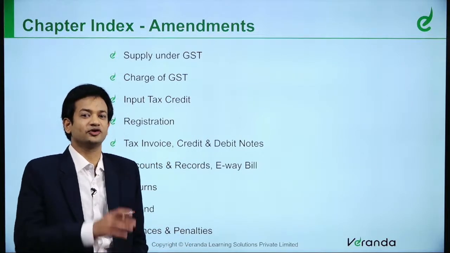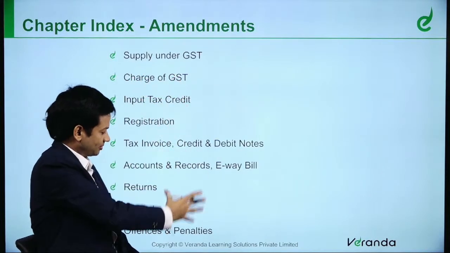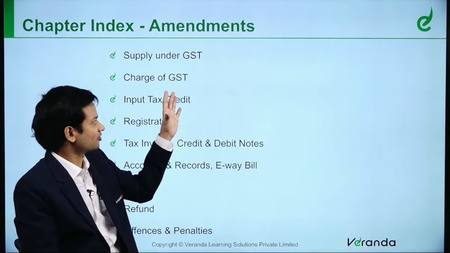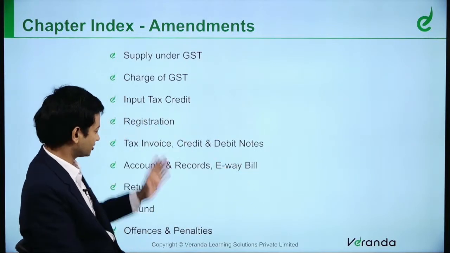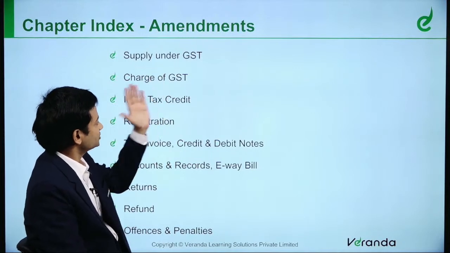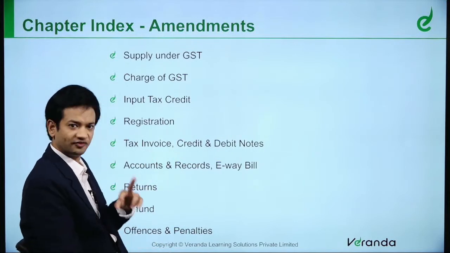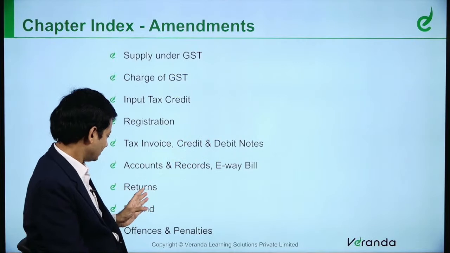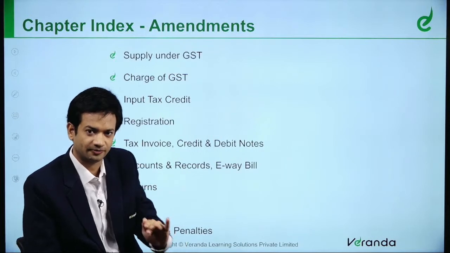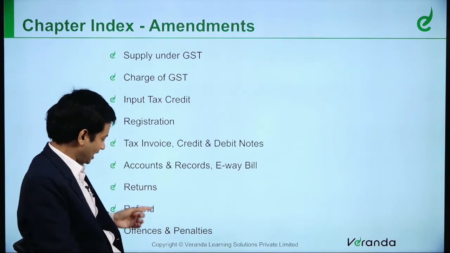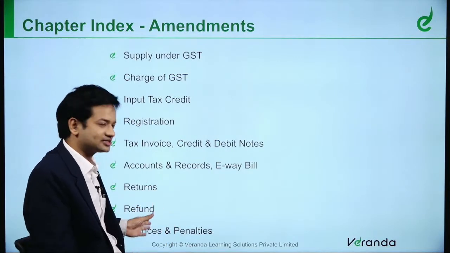So if you see, I have given you a synopsis about amendments relating to the GST syllabus. All the major amendments are covered in these chapters. These are for CA Final. Now, I said the majority of the amendments are the same for CA Inter and CA Final. So if you see here, supply, charge, ITC, registration, tax invoice are all common for both your Inter and Final. Accounts, records, e-way bill also, and returns also. Refund and offences alone are not there in CA Inter. So all these amendments are for CA Final, and these two chapters alone are not applicable for CA Inter, because they are not in the syllabus at all for CA Inter.